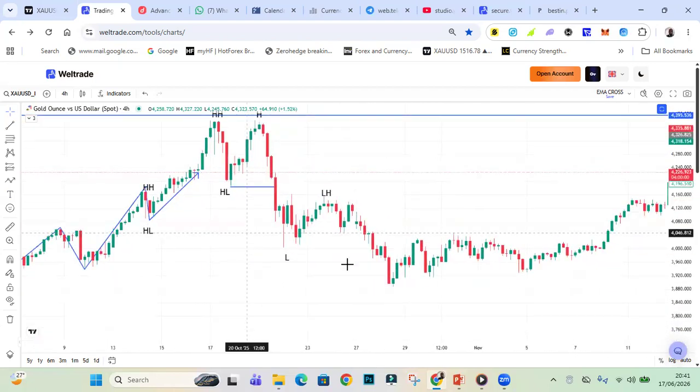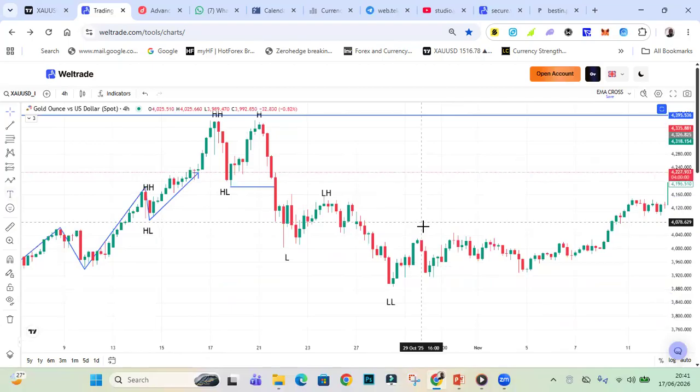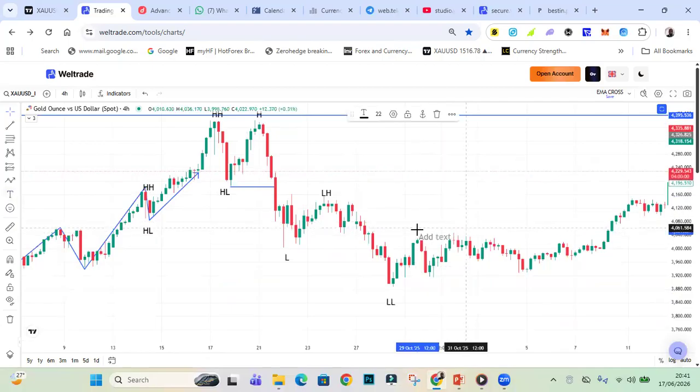Now, if you further come down, you now see a lower low, LL. Why? It is a low, but it's lower than this one. That is why it's a lower low. Okay? Again, you have a lower high here. Or we can say here. Okay, no, it's here. Lower high. Okay?